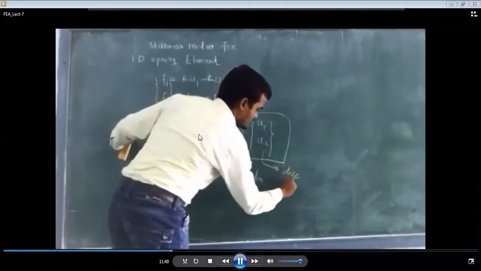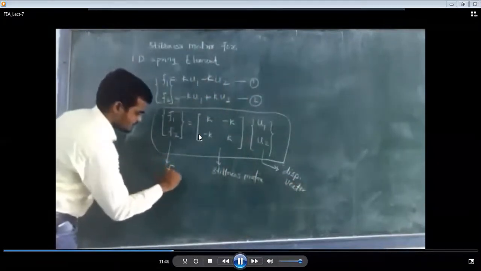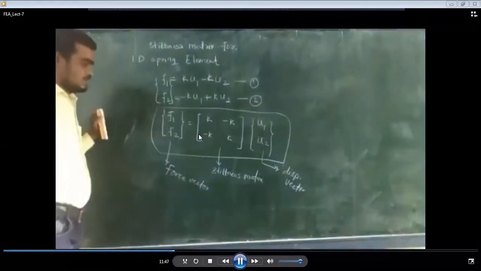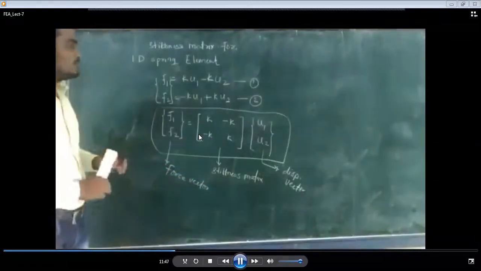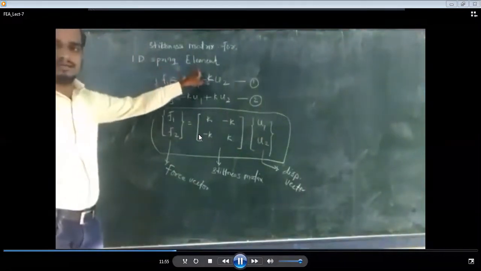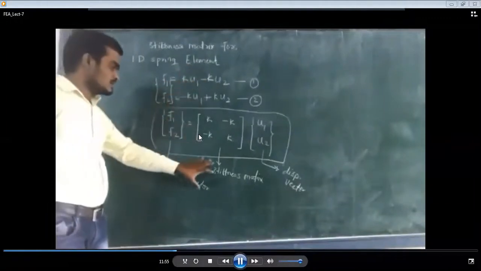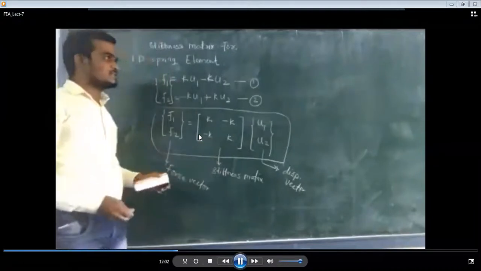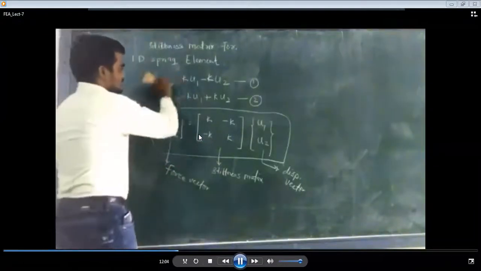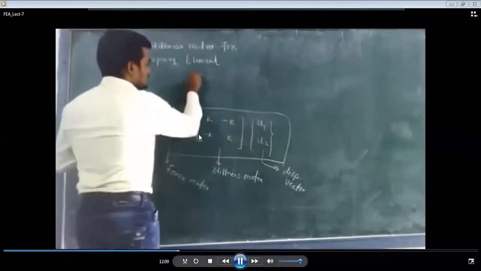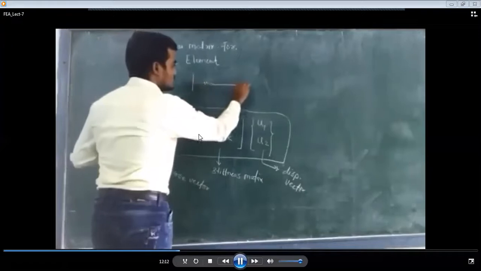Then this term u1, u2 is nothing but your displacement vector, and the first term on the LHS is nothing but your force vector. So there are three terms. First one is the force vector, second one is the stiffness matrix, and third one is the displacement vector. Or you can write the equations of F1 and F2 by using this stiffness matrix also. So let us see. Okay, now see.